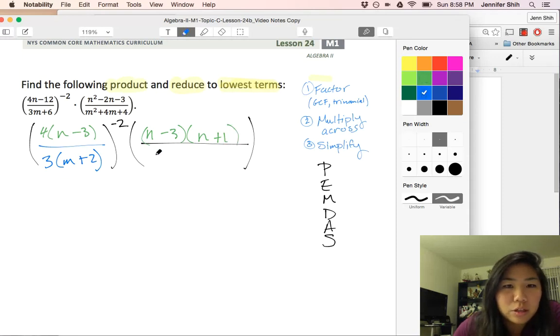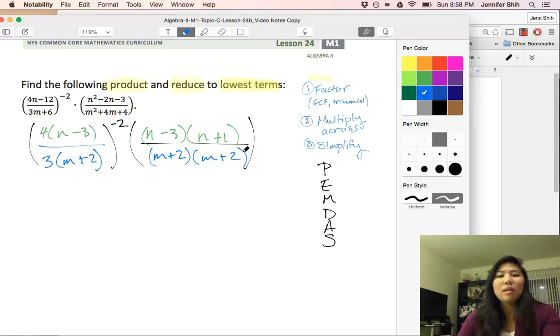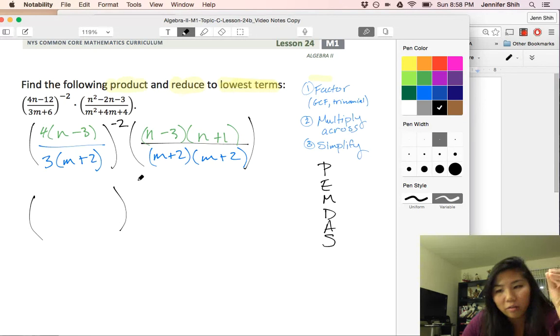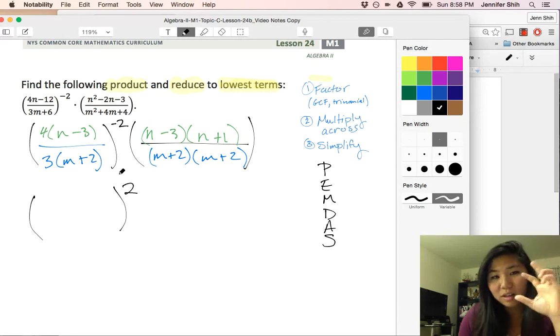And then in the denominator, I'm going to get m plus 2 and m plus 2. Okay. Now, we factored, we dealt with the parentheses, now let's deal with the exponents. So let's deal with the negative part of the exponent first. You can take away this negative sign if you promise to switch the numerator and denominator.